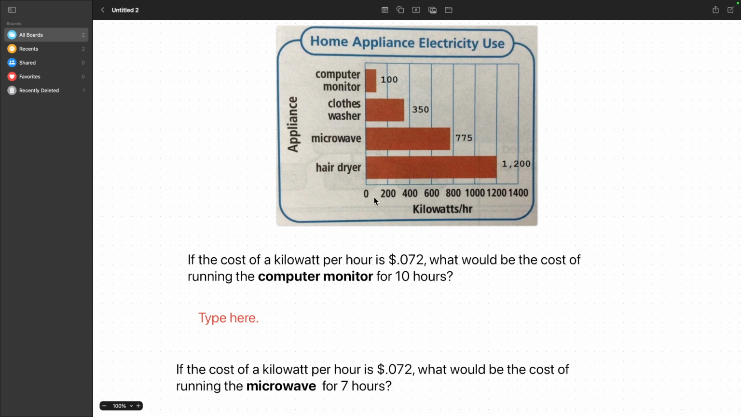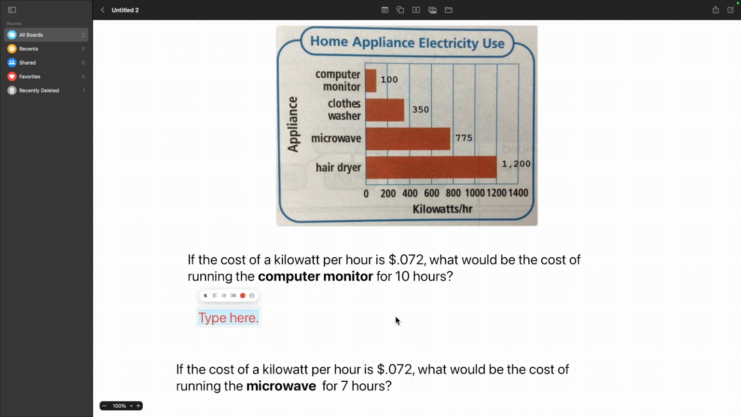And then again, here's the units displayed, so you can see which one uses the least, which one uses the most, and which are in between. Now, with that information in mind, if the cost of a kilowatt per hour were about 7 cents, what would be the cost of running the computer monitor for 10 hours? See if you can pause the video and solve that problem.